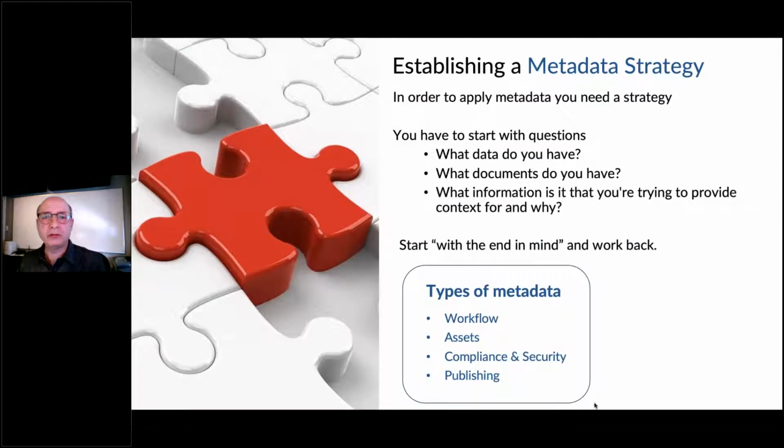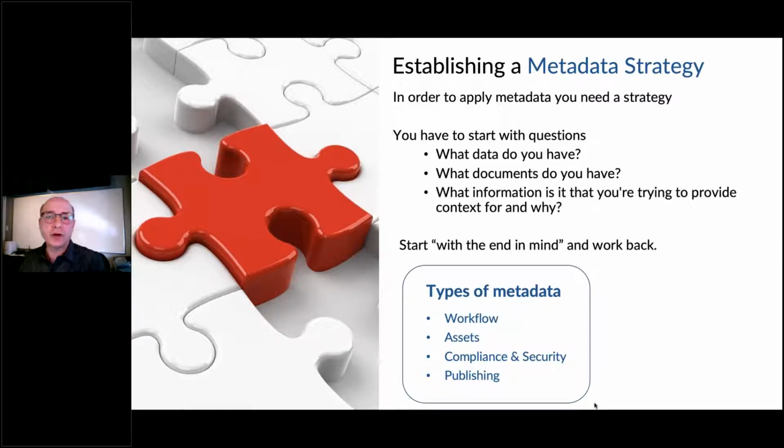So you have to establish a metadata strategy. You can't apply it willy-nilly. It has to be consistent across all of the realms where you're applying it. Like when you're applying structure to the information, you have to have a strategy. And you start with similar questions. What data do you have? Why have you collected it? When did you collect it? Are you looking at documents? Do you need to find completed documents, whatever that means?